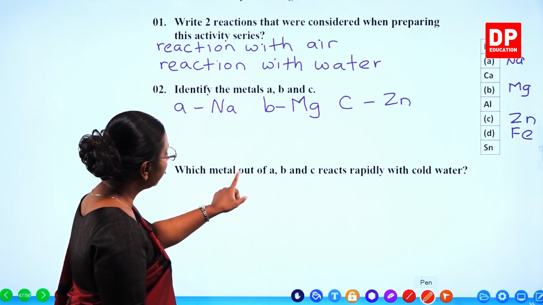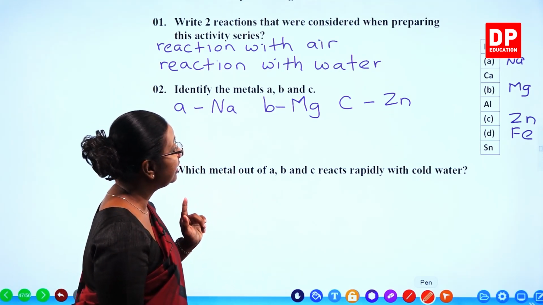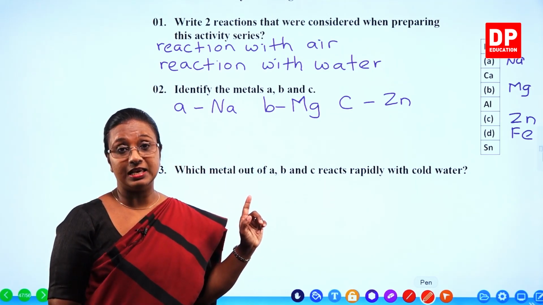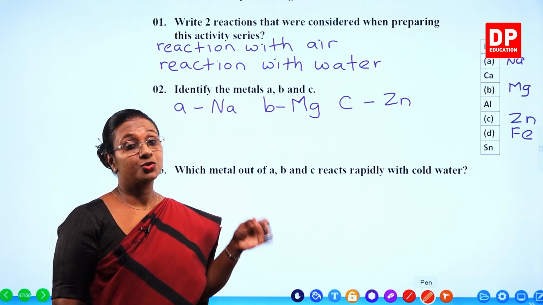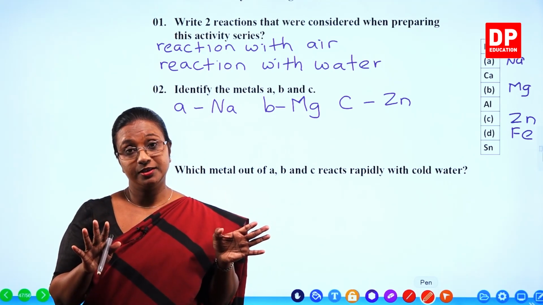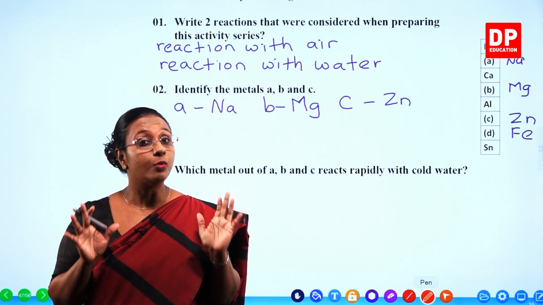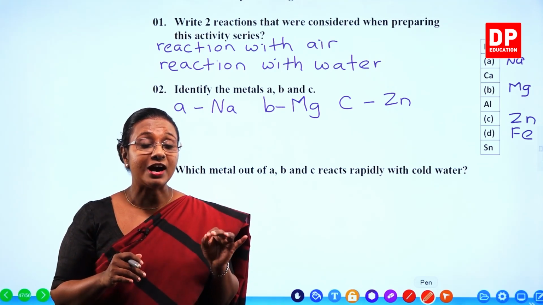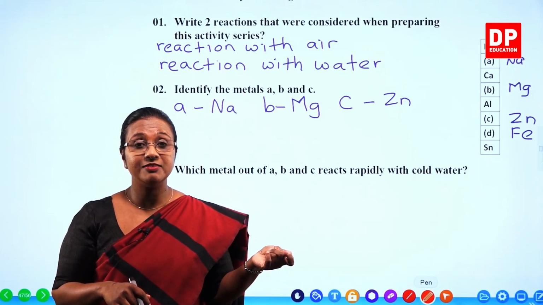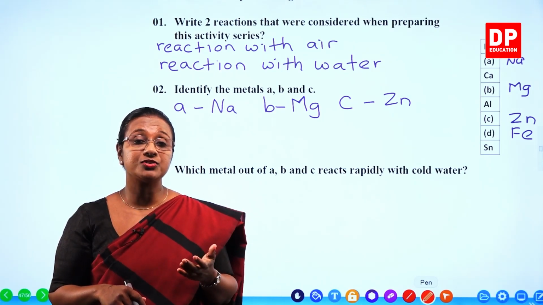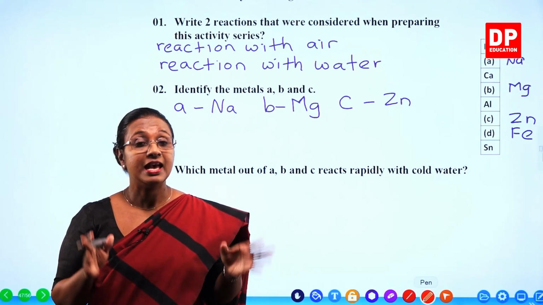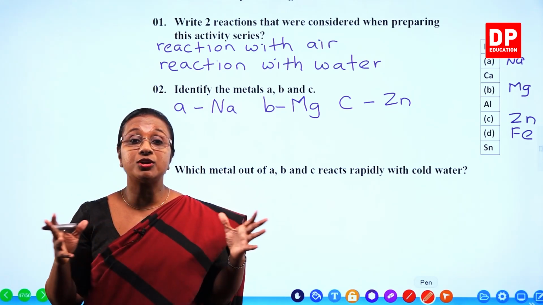Which metal out of A, B and C reacts rapidly with cold water? So A, B and C, sodium, magnesium and zinc. You can remember the reactions. Sodium, when you put a small piece of sodium into a large trough containing water, what happens? Sodium reacts violently with water. When we say violent, it darts on the surface of water. It gives a hissing sound because hydrogen is evolved and it produces sodium hydroxide, liberating hydrogen gas. So sodium hydroxide is a base. And we know that during this reaction, there is a lot of heat evolved.